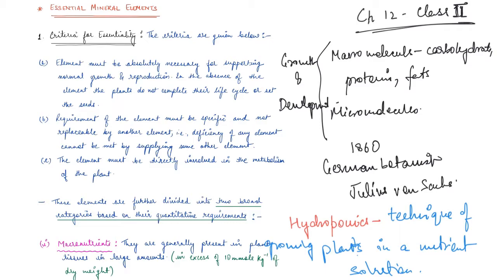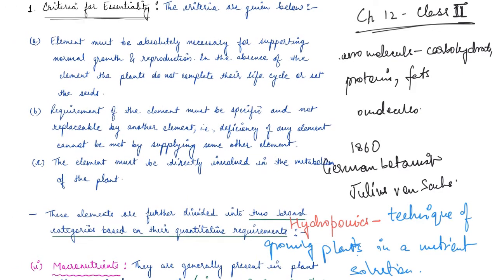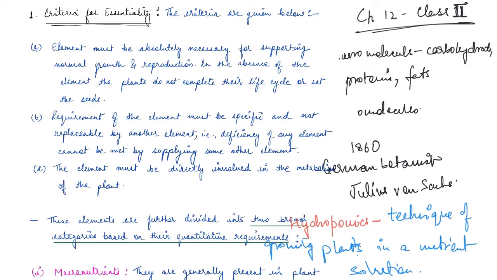So what are the criteria for essentiality? We will go through that once. Now the criteria for essentiality, for an element to be essential, will be that first, the element must be absolutely necessary. Please go through this line. We'll go through this line. Okay. I'll make it even bigger so that it is easily readable for you guys. Now, the first criterion for an element to be essential is that the element must be absolutely necessary for supporting normal growth and reproduction.